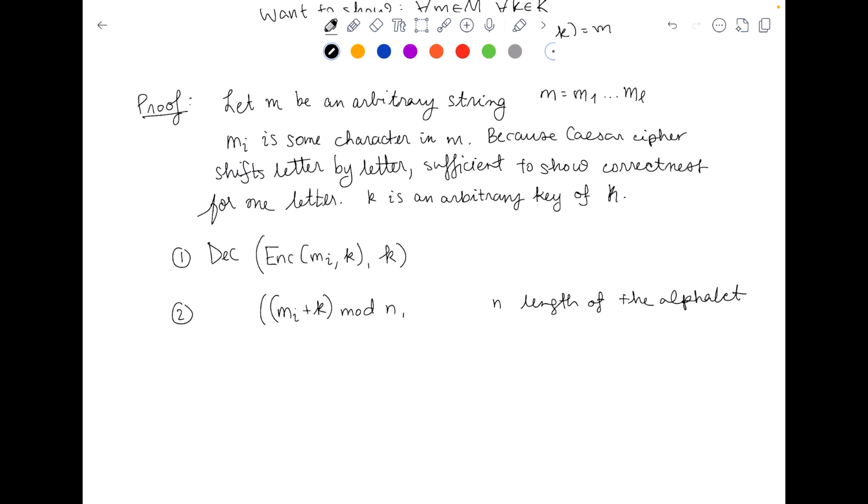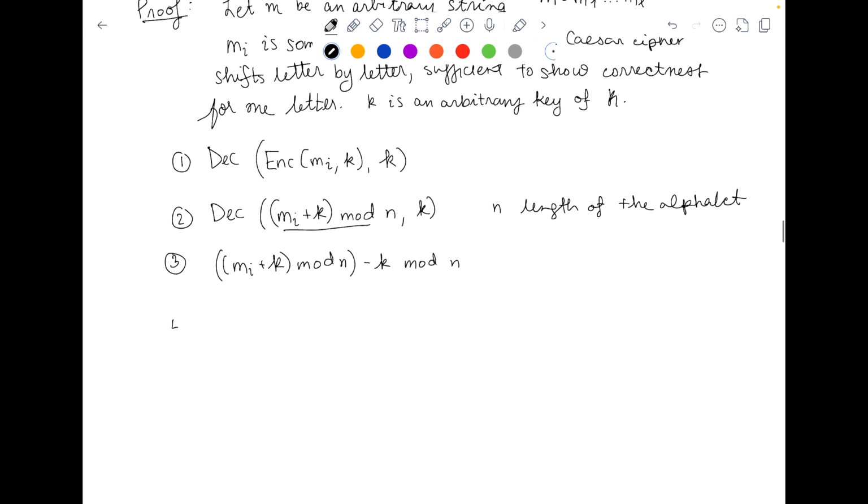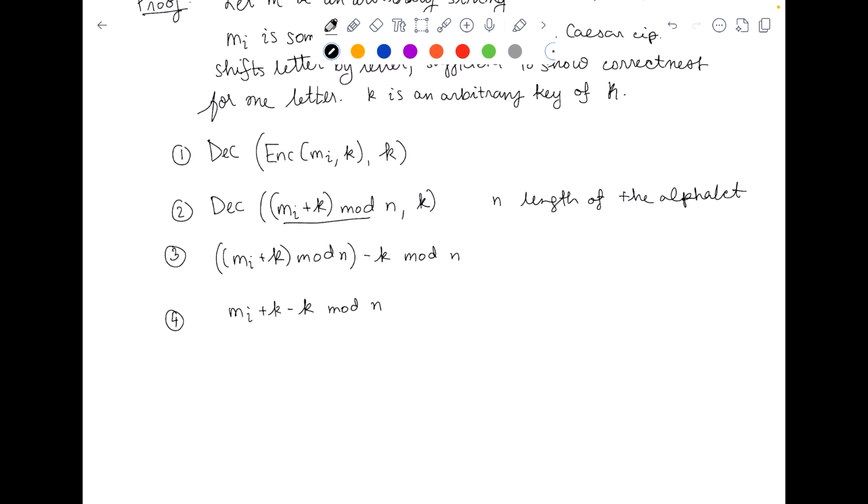And now, going through with that, we need to decrypt it. So the decryption is going to take this, Mi plus K mod N, and I'm going to do minus K mod N. So now, thanks to the rules of modular arithmetic, we can rewrite this as Mi plus K minus K mod N. And we can conclude that K and K cancel out, so this ends up being equivalent to Mi mod N, which is the original message.